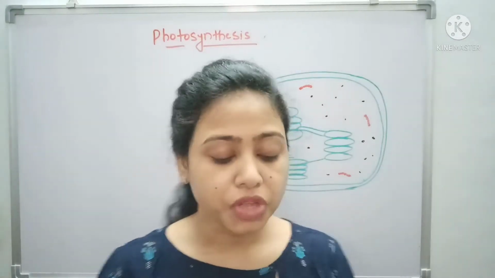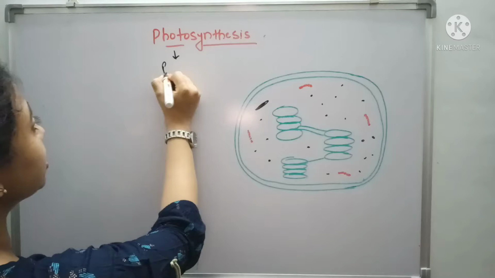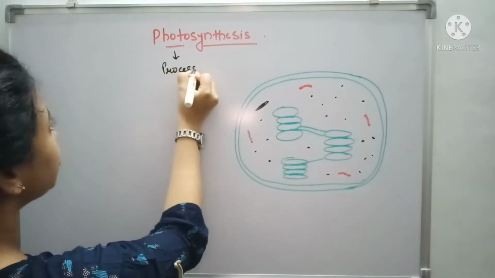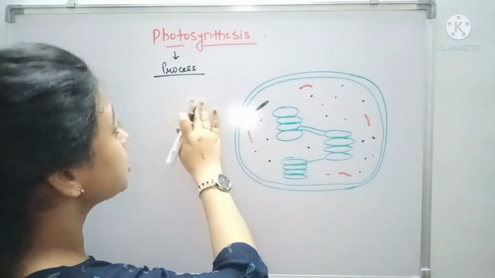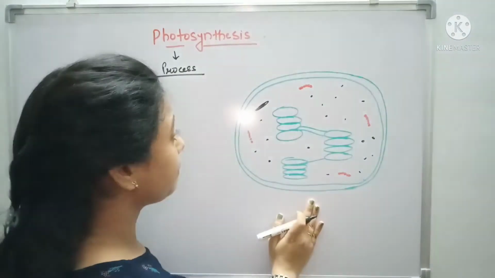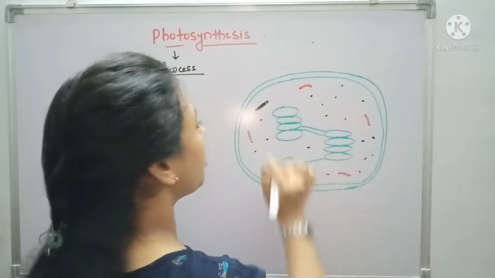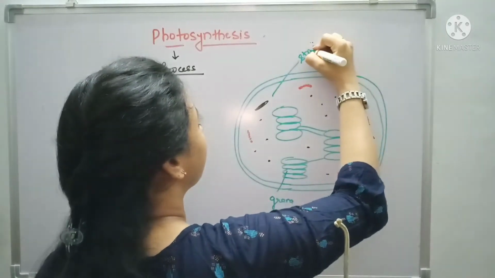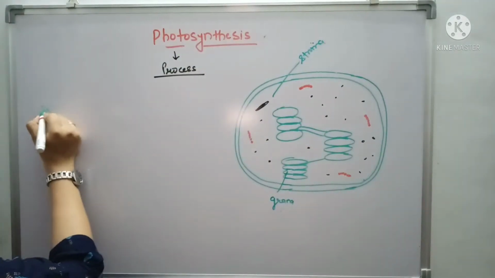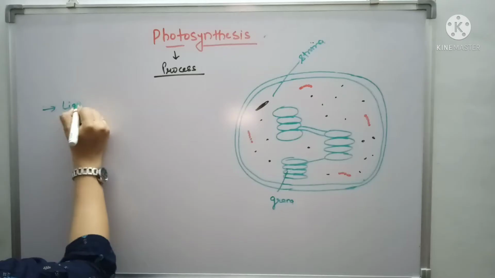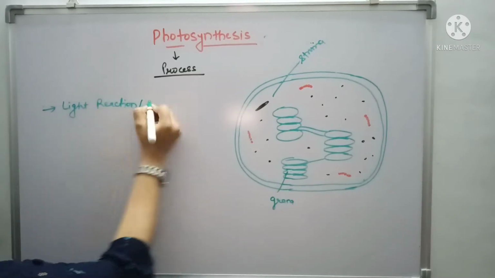So let's start. Today we are talking about the process of photosynthesis, how photosynthesis is completed. As we all know, photosynthesis takes place in the chloroplast. The green part is called the grana, and this liquid is called the stroma. Photosynthesis is completed in two phases. The first phase is called the light reaction, and it is also called the photochemical phase.